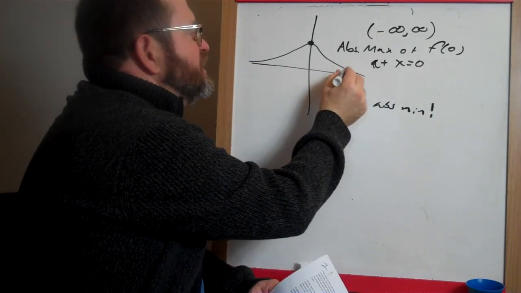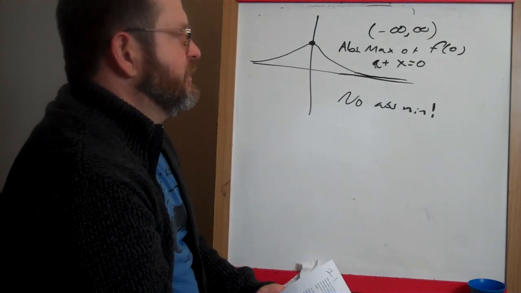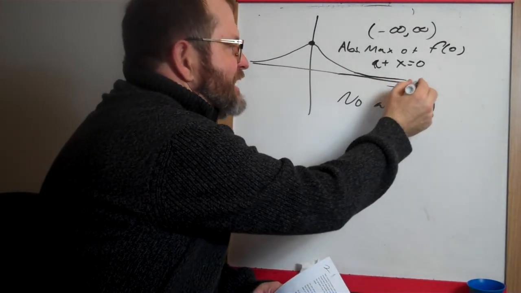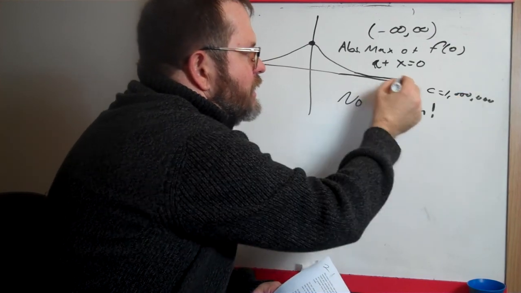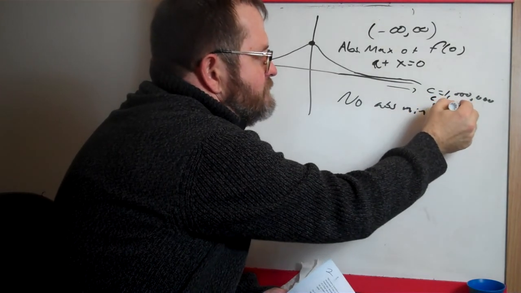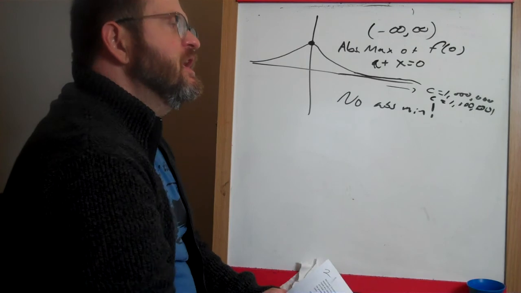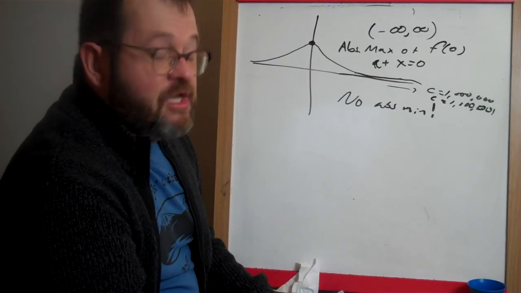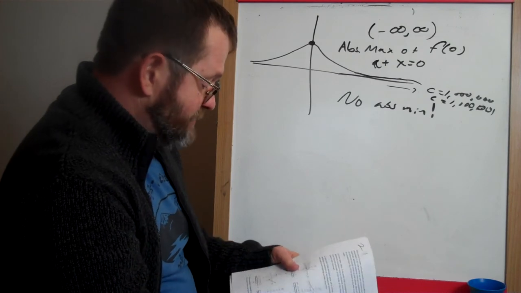Right? Because this is just asymptotically approaching the x-axis here. No matter how far down the x-axis, if I made c equals 1 million, I'll have a pretty darn small number here. But if I just picked c equals 1,000,001, I'd have an even smaller number on the graph. There is no value of c I could pick where I have the smallest possible value. So in this case, there is no absolute minimum.